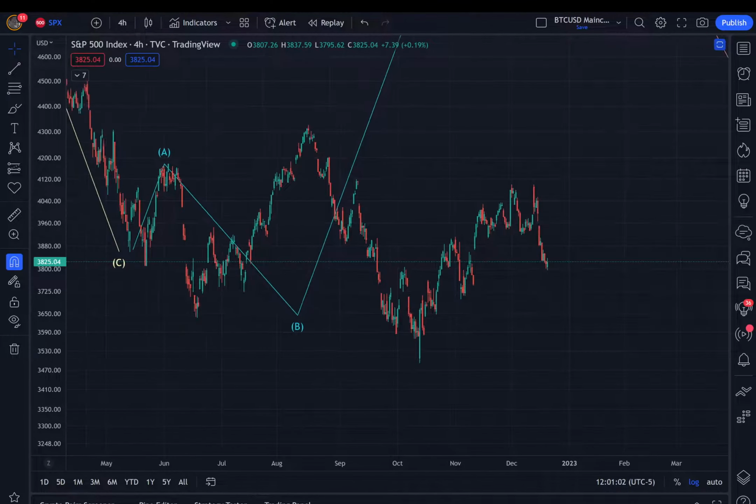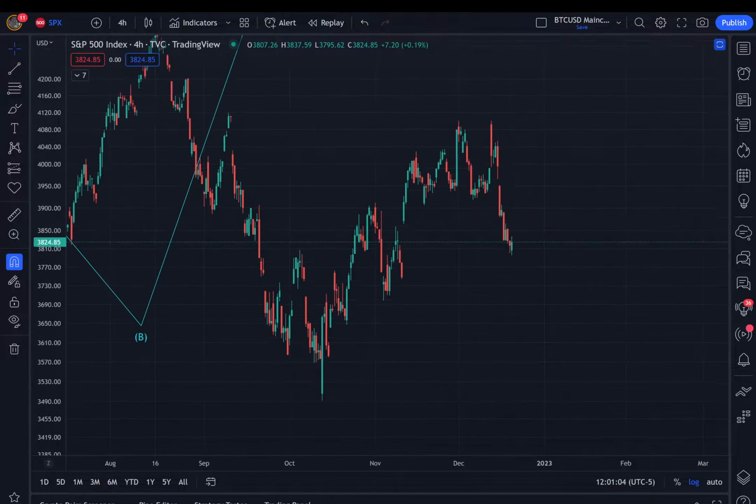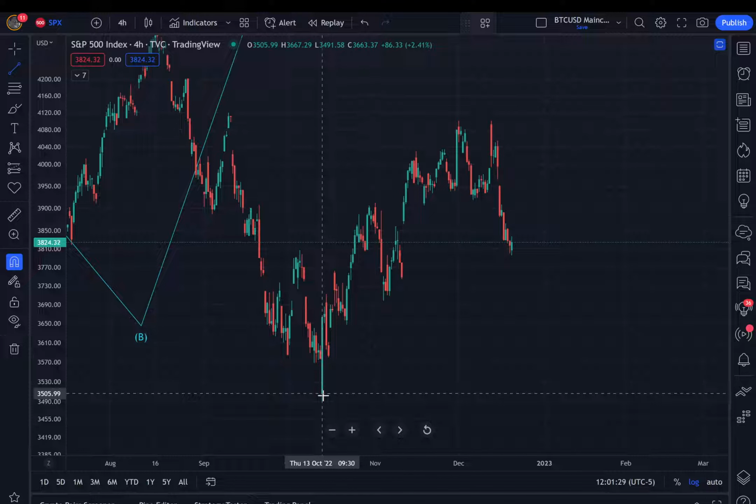Okay, you know what this is? This is a leading diagonal. What do you see there? Does everybody see that? This is a leading diagonal. Here's the support.